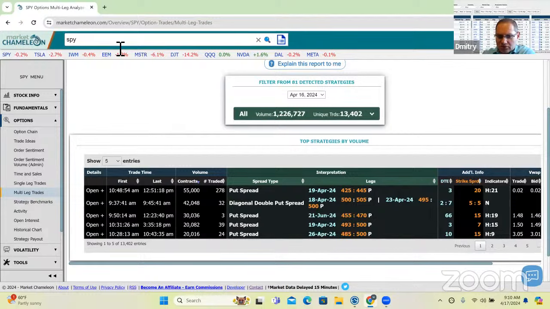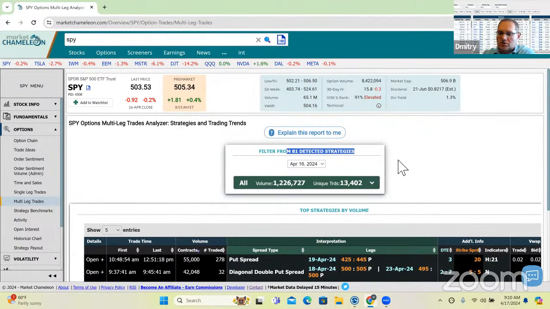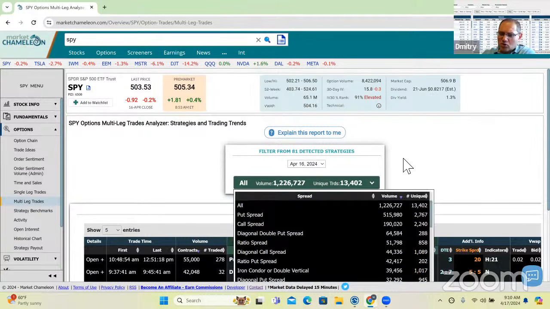And then over here we see a line item for a particular strategy that it detected. So over here we have 81 different strategies yesterday that it detected in SPY, right? So a strategy could be a put spread, could be a call spread. So 81 different types of strategies. And this is a filter. We're on today's, you could go back days, but this is the filter, and we could open it up.